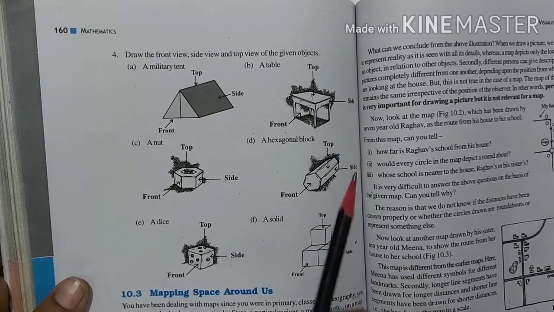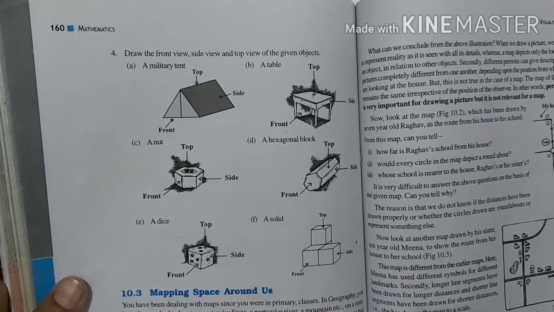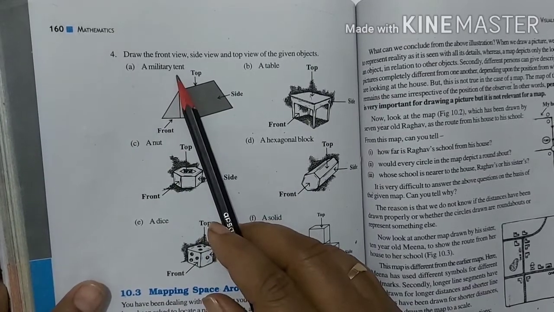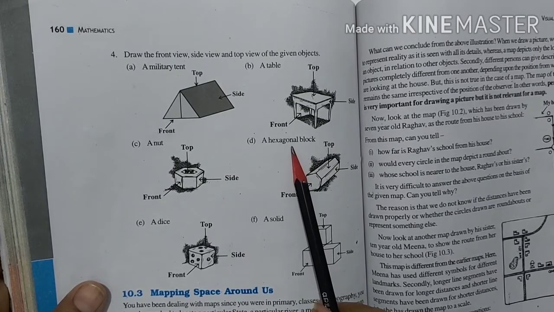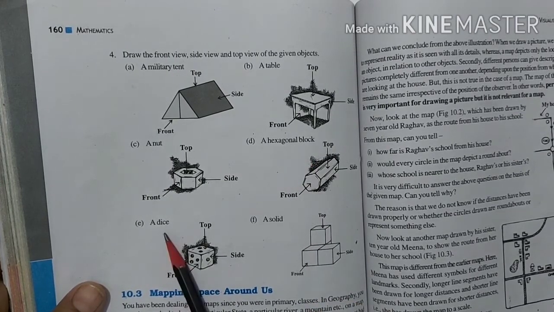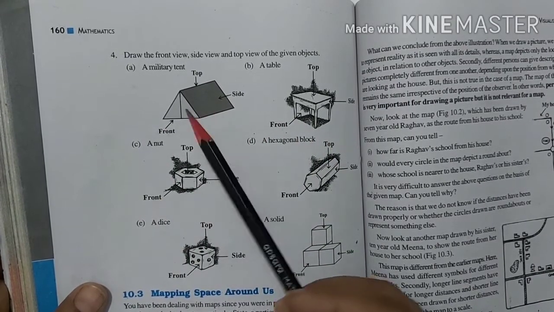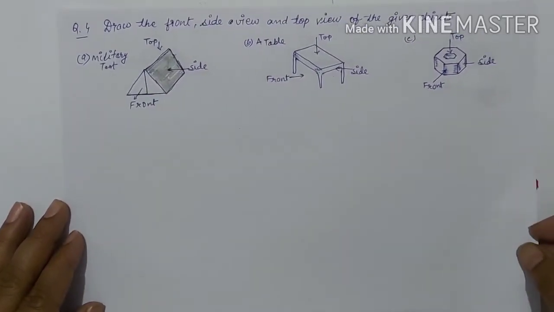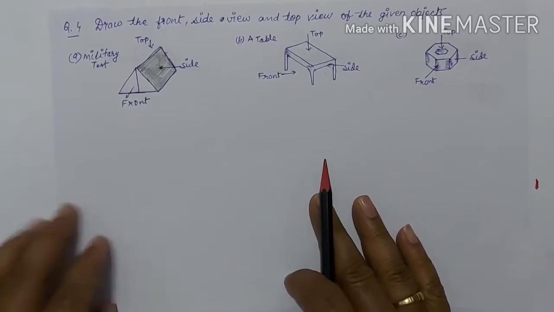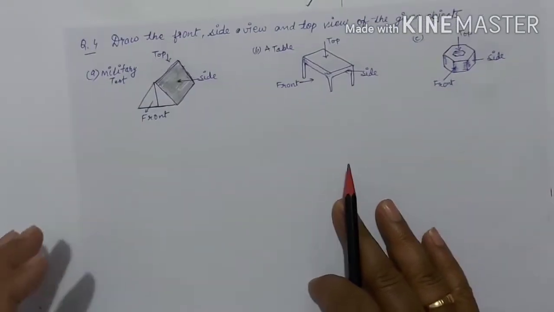Question number 4 is to draw the front view, side view and top view of the given object. The objects given are a military tank, a table, a nut, a hexagonal box, a die and a solid. These 6 are given, and you draw the front view, top view and side view. Okay, so now the shapes will be drawn. First is given a tent.